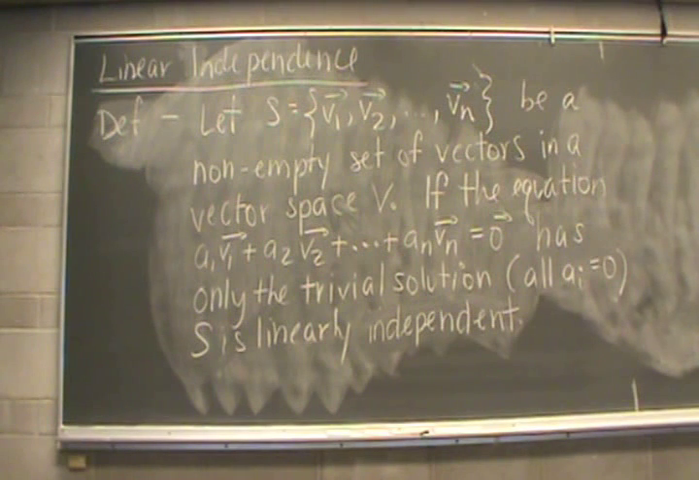So let's define linear independence. Take a non-empty set S of vectors from our vector space. We're going to label those vectors v1 up to vn. What we're going to do is analyze the vector equation a1 v1 plus a2 v2 plus all the way up to an vn equals the zero vector. If this equation has only the trivial solution, that means that each one of those scalars ai is equal to 0, then we say that the set S is a linearly independent set.